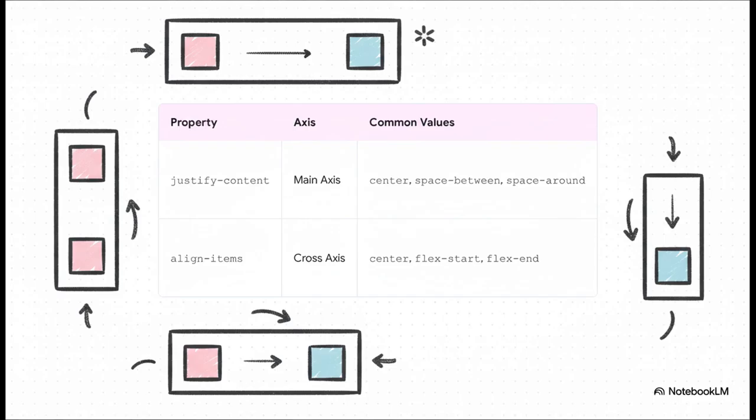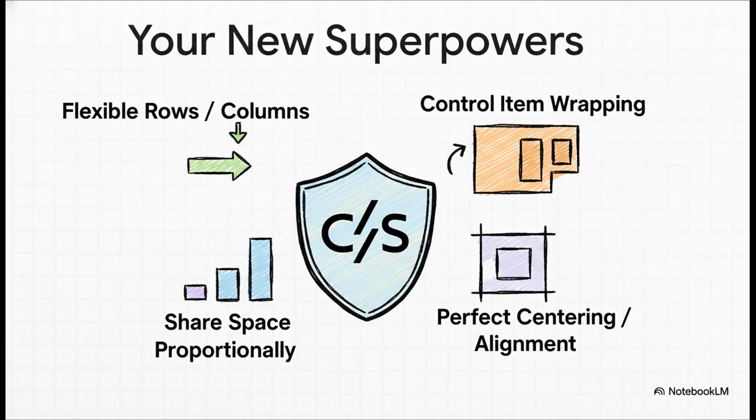Remember those 2 axes we talked about? Justify content is how you position things along the main axis. Want everything smack in the middle? Use center. Want them spread out with the first and last items touching the edges? That's space between. And then for the cross axis, use align items. And yes, that is where align items center lives. That is the magic spell for perfect vertical centering. No more hacks.